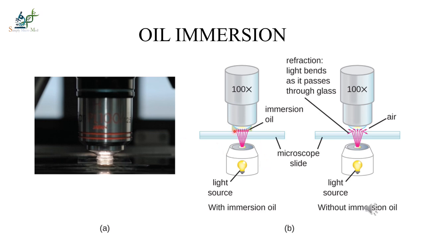So this is the oil immersion light. This is the light source. The light source will pass through this oil. While passing, what will happen? The scattering or refraction of the light will be limited or controlled. So all the light will reach the objective, and we'll get a better image. And here you can see, due to the absence of this oil, the light will be refracted or scattered, and only some amount of light will reach the objective lens.